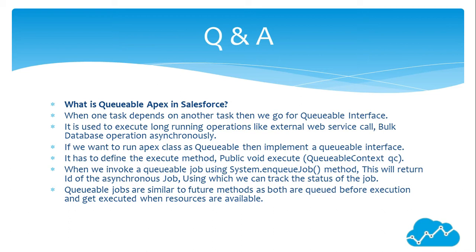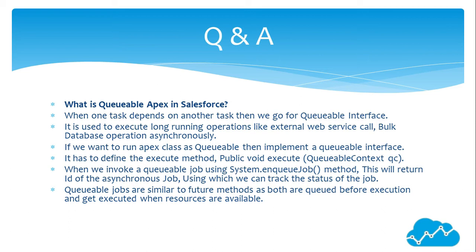When one task depends on another task, then we go for queueable interface. It is used to execute long-running operations like external web service call, bulk database operation asynchronously. If we want to run Apex class as queueable, then implement a Queueable interface. It has to define the execute method: public void execute(QueueableContext QC).